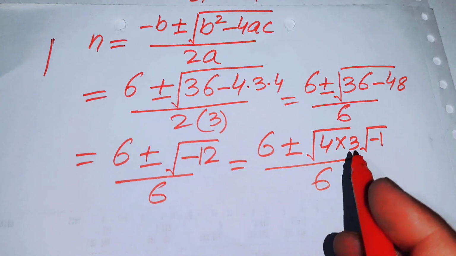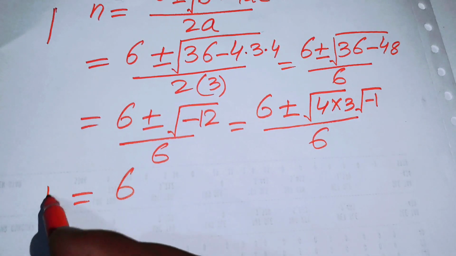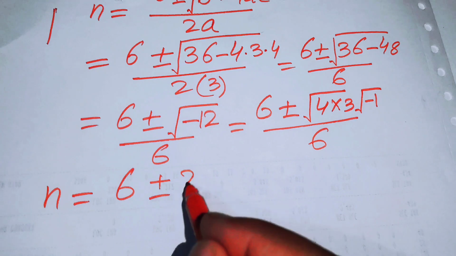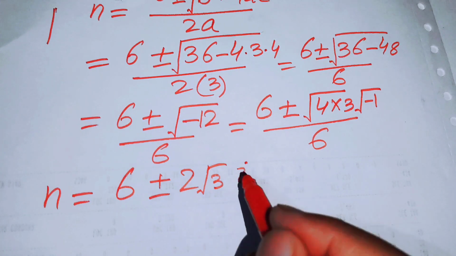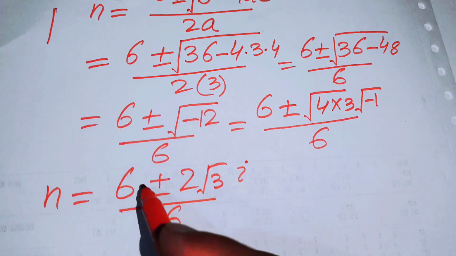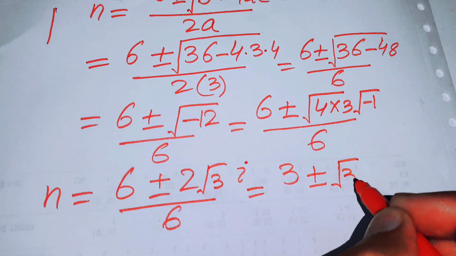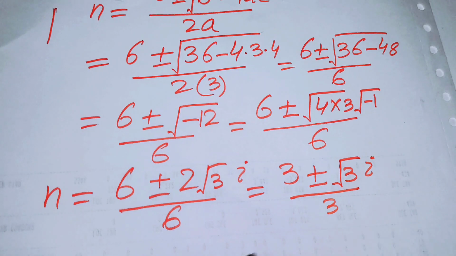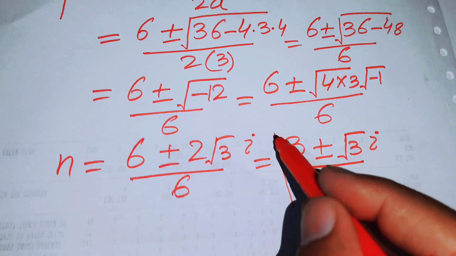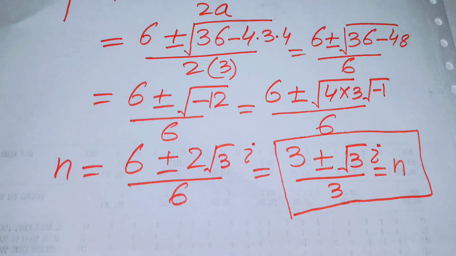And you know that the square root of minus 1 is equal to iota, so that you will finally get the values of n as 6 plus minus the square root of 4, which is 2, times the square root of 3, times iota, over 6. And now we can take 2 common in the numerator, and you will get here 3 plus minus the square root of 3 iota over 3. And finally you will get these two values of n. So these are the first two roots of the given equation.